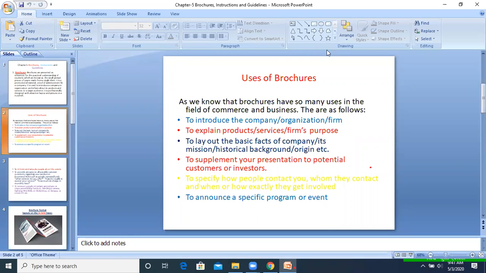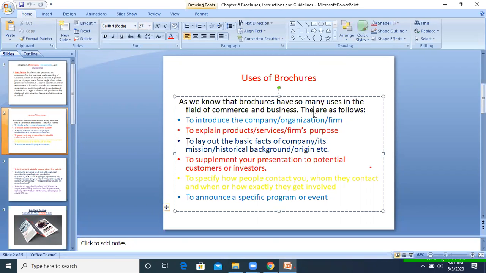As we know that brochures have so many uses, it means that a brochure can be used for various purposes or various ends in the field of commerce and business. They are as follows.